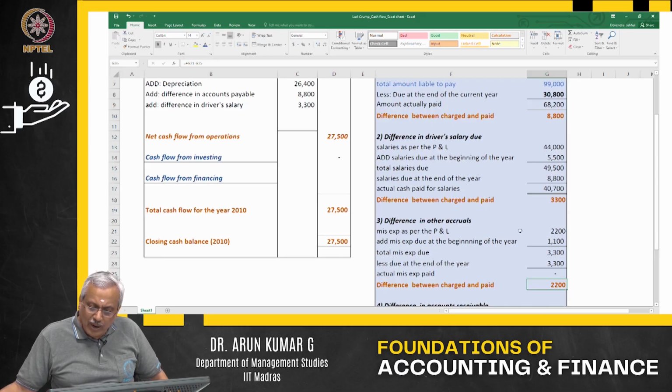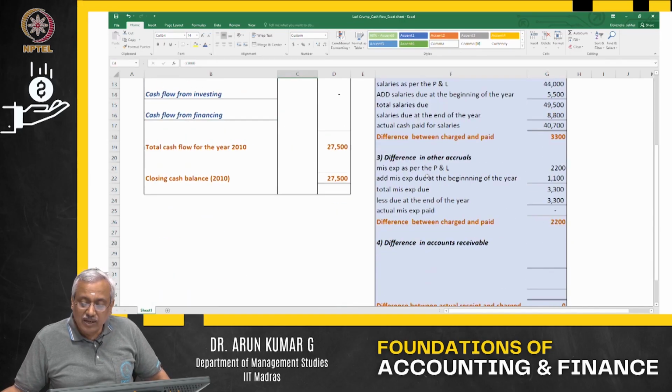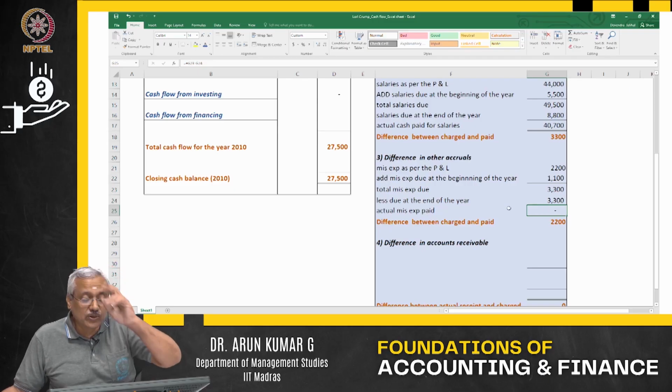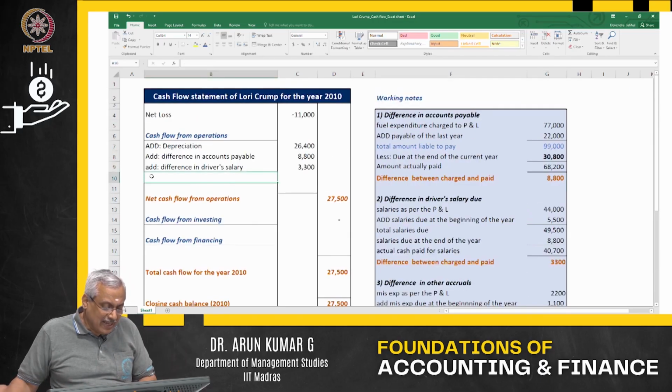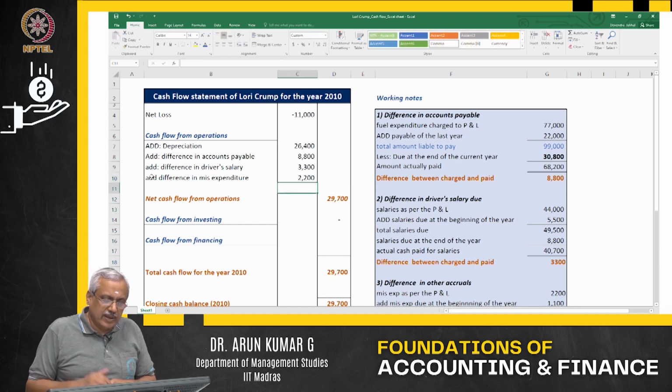So, what happens? What is the miscellaneous expenditure charged in P&L? 2,200, and then arrived at a loss of 11,000. What is the actual cash that has gone out? 0. So, what happens? Add the difference in miscellaneous expenditure, which is about 2,200.